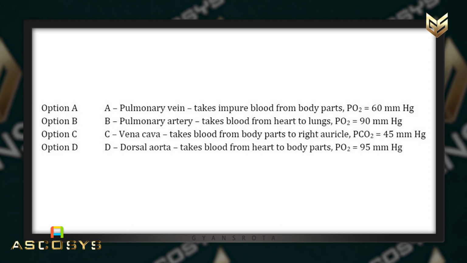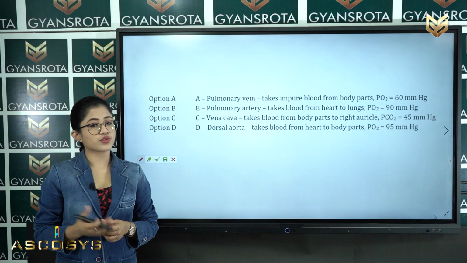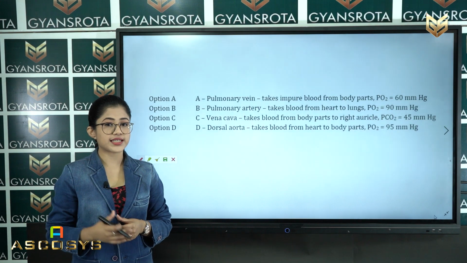90 mmHg. Option number C, vena cava, which is label C, and it takes blood from body parts to the right auricle, and its PCO2, that is partial pressure of carbon dioxide, is 45 mmHg. Next is option number D, where label D is the dorsal aorta, and it takes blood from the heart to body parts, and its partial pressure of oxygen is 95 mmHg. So student, this is from the chapter Breathing and Exchange of Gases.